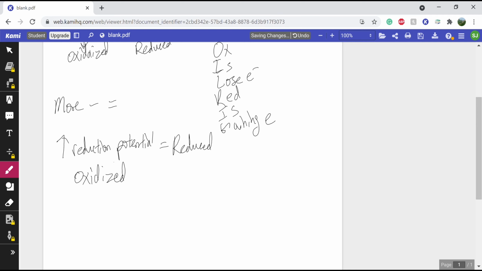The same goes for the oxidation potential. If you're not given reduction potential, but you're given oxidation potential, then the one with the bigger oxidation potential is the one that is being oxidized, and the other will be reduced.